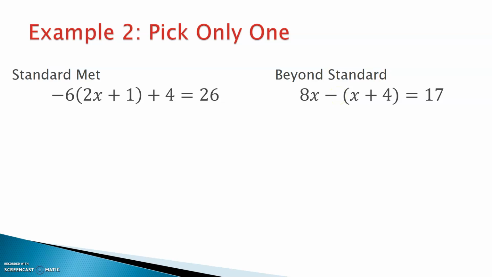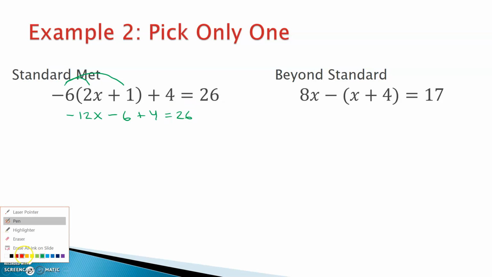All right, first let's start off with standard met here. Again, I got a negative 6 times 2x. Well, that's going to give me negative 12x. Negative 6 times 1, that gives me negative 6. Now the 4 just comes right back down, equals 26 comes back down. So first things first, distributive property as always.